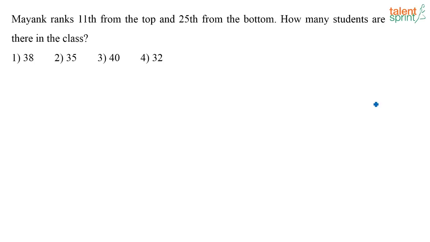Again, a very basic question on ranking. If the position of a person from the left end and the right end is given, and you have to find the number of persons in the row, you just have to use this formula: L plus R minus 1. So directly use this formula here.